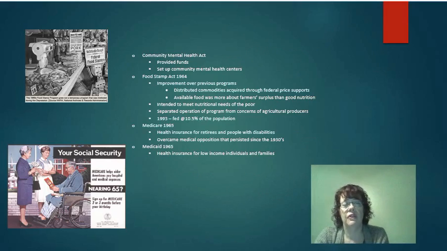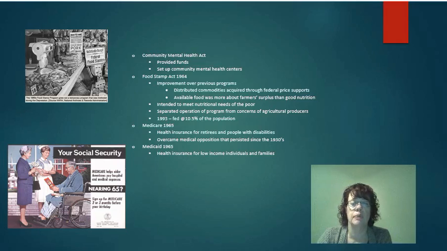The Community Mental Health Act provided funds. It set up community mental health centers. The Food Stamp Act of 1964 was an improvement over previous programs. Previously it distributed commodities acquired through federal price supports, so available food was more about farmer surplus than good nutrition. The new act was intended to meet the nutritional needs of the poor. It separated operations of the program from the concerns of agricultural producers. In 1993, about 10.5% of the population.